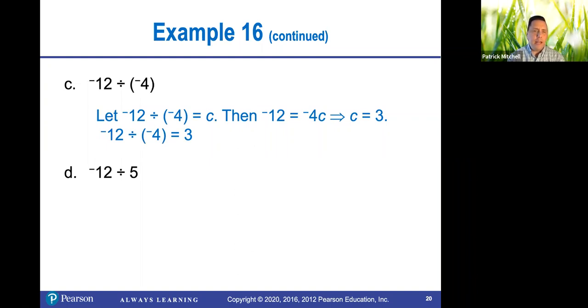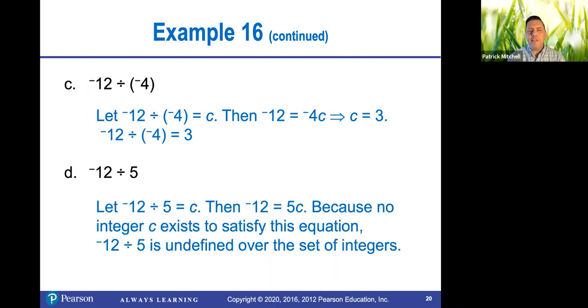How about this one? Negative 12 divided by 5. Now remember, we're talking about integers. So we're looking for an integer C such that 5C equals negative 12. But there is no integer that does that, right?